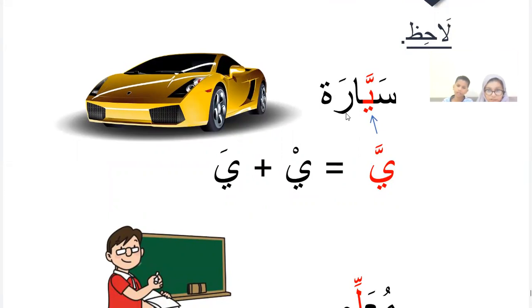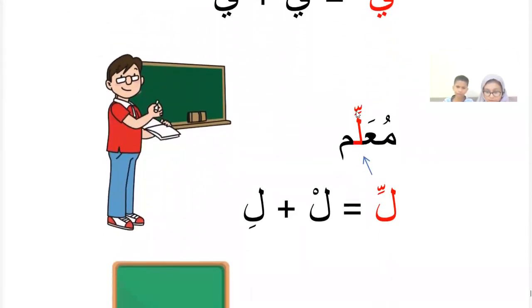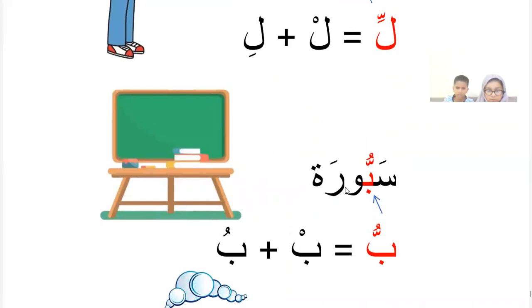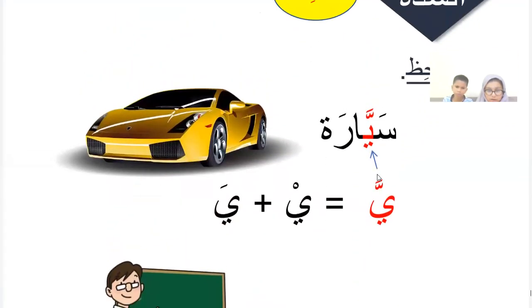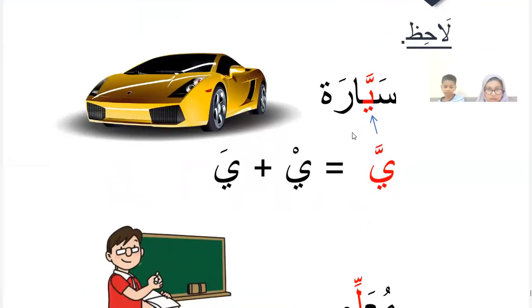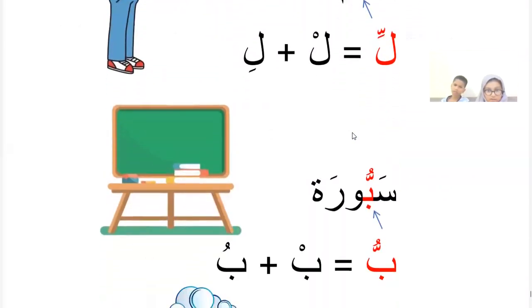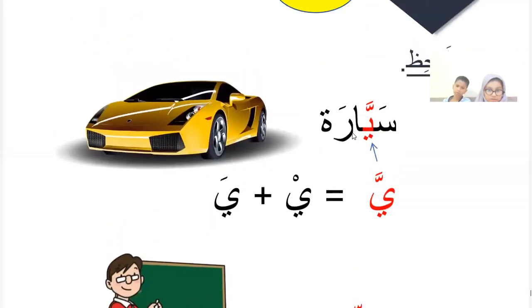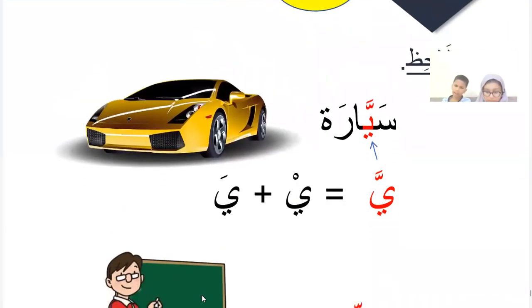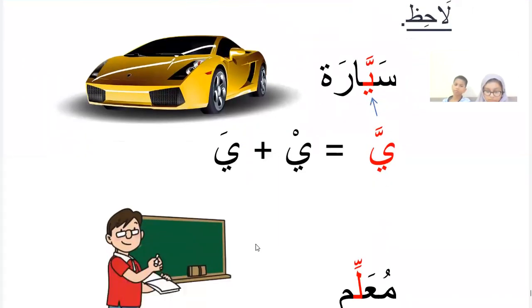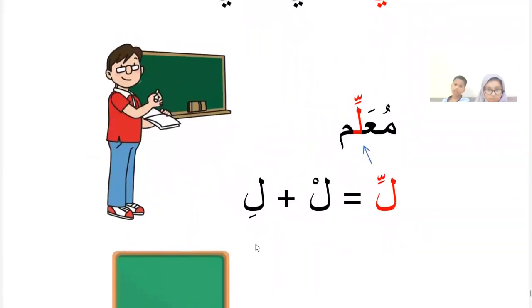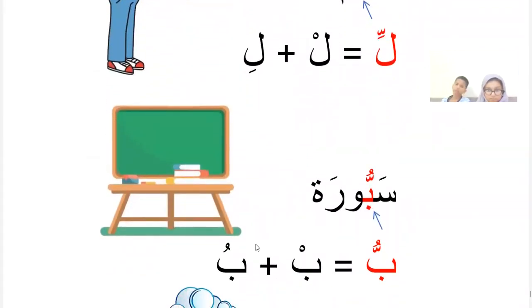Sayyara. Mu'allim. So this is kasra. Remember, when it is under the shadda, it is kasra. Sabbura. Latifa. Sayyara, car. Mu'allim, teacher. Sabbura, board. Riyan. Sayyara, car. Mu'allim, teacher. Sabbura, board.